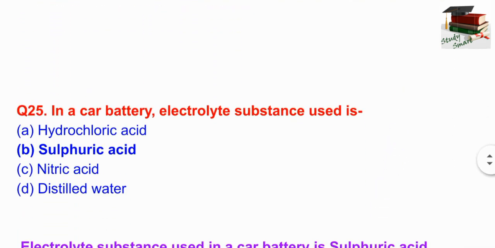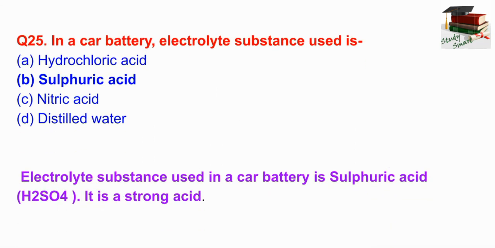Now see next question. In a car battery, the electrolyte substance used is option A, hydrochloric acid. Option B, sulfuric acid. Option C, nitric acid. Option D, distilled water. So right answer sulfuric acid. The electrolyte substance used in a battery is sulfuric acid, that is H2SO4. It is a strong acid.